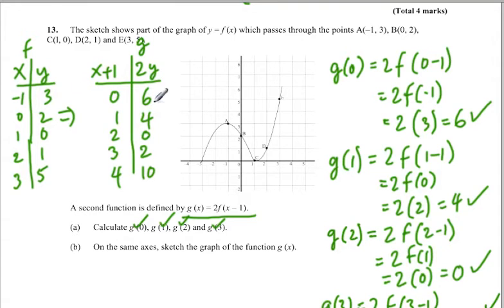Okay, so on the same axis, sketch the graph of g of x. Well, this was really useful when we wrote these plots, so let's use this. So this is 0, 6. So 0, 6, so 1, 2, 3, 4, 5, 1, 2, 3, 4, 5, 6. So that's that one right there. 1, 4 is right here. 2, 0 is right here. Okay. 3, 2 is right here, and 4, 10. Oh, we don't have enough room. But anyways, 4, 10 will be something really high up here.